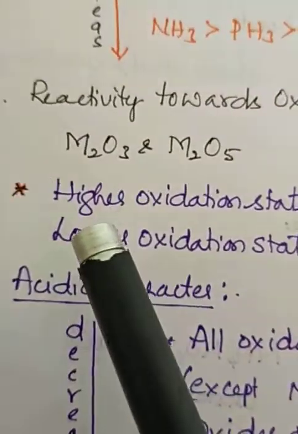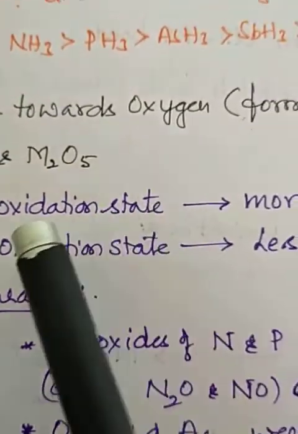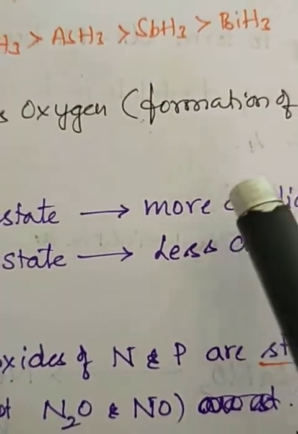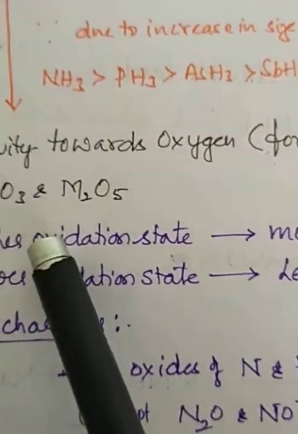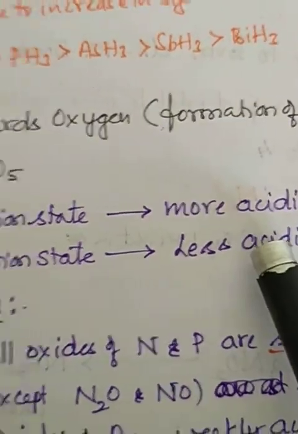Come to another one, higher oxidation state. What happens in the higher oxidation state? Higher oxidation state is due to more acidic nature. That is, more acidic nature comes from the higher oxidation state, and lower oxidation state forms less acidic oxides in nature.